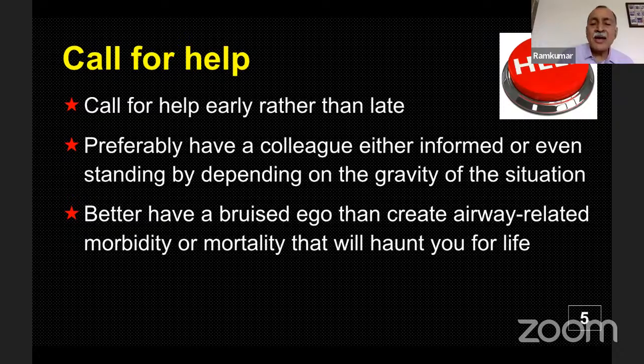So it's preferable to have an experienced colleague with you, inform him or her of all the steps that you have thought about, and maybe even stand by if he or she is free, depending on the gravity of the situation. It is, as I say in the last bullet point, better to have a bruised ego than create an airway-related morbidity or mortality that will haunt you for life.